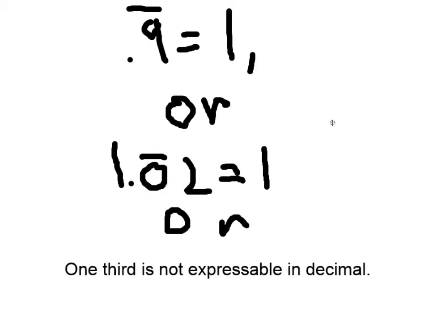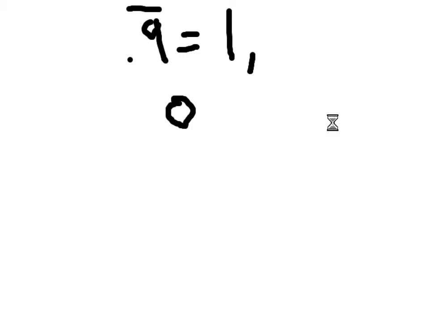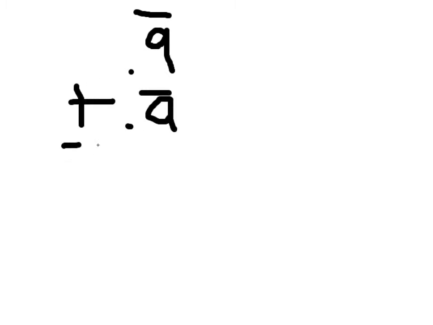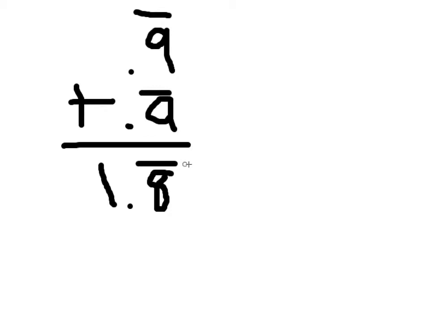So this. But let's say you took 0.9 plus 0.9. This should equal 2. But it doesn't. It equals 1.8 repeating. I think I'm doing this right. No, wait. No.